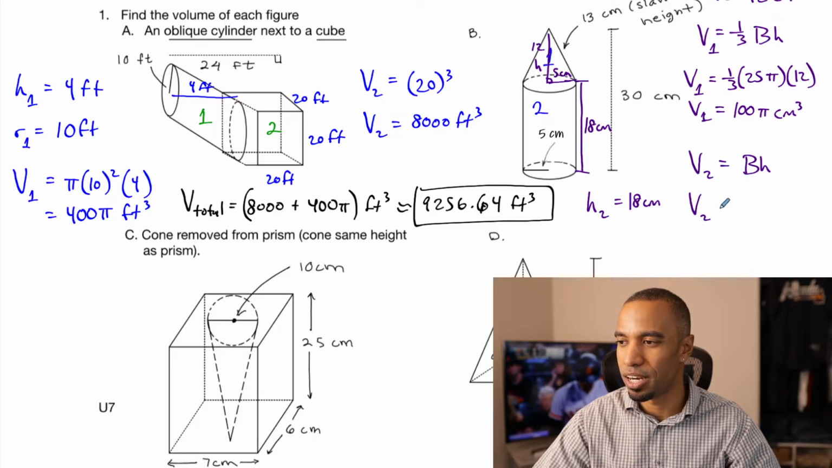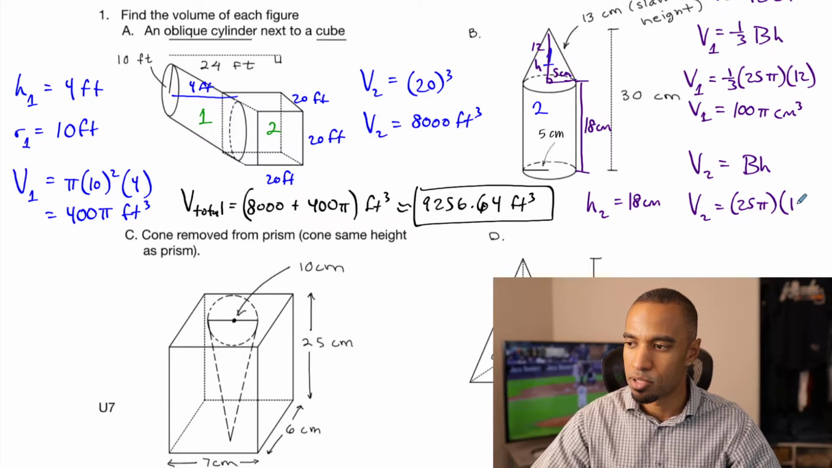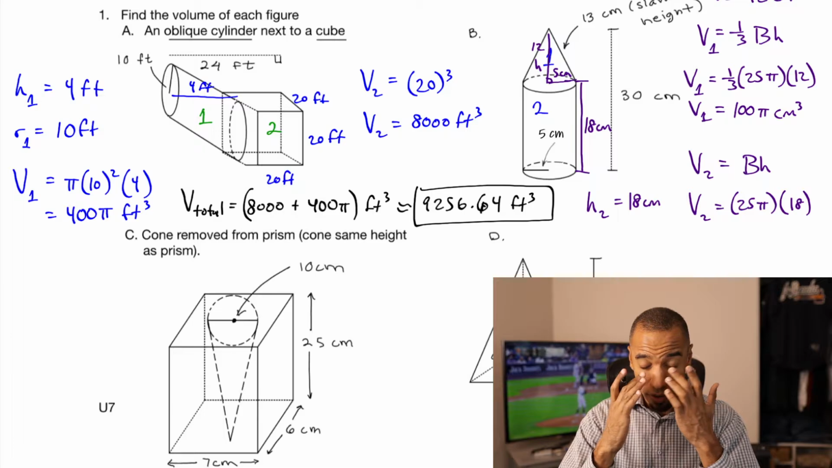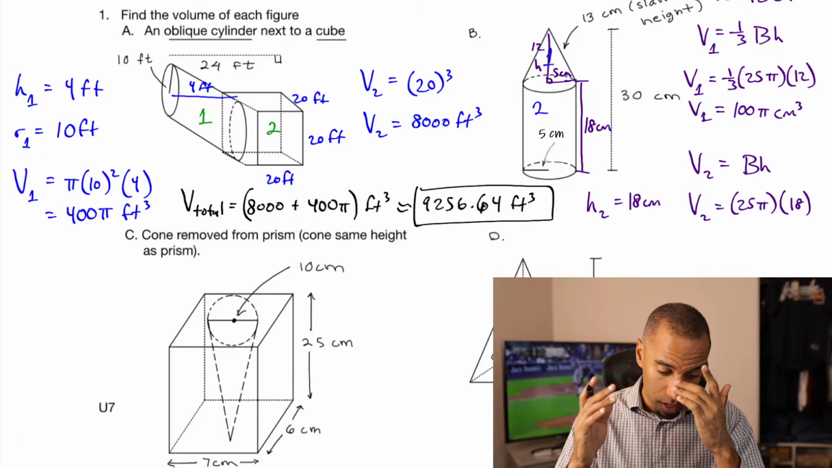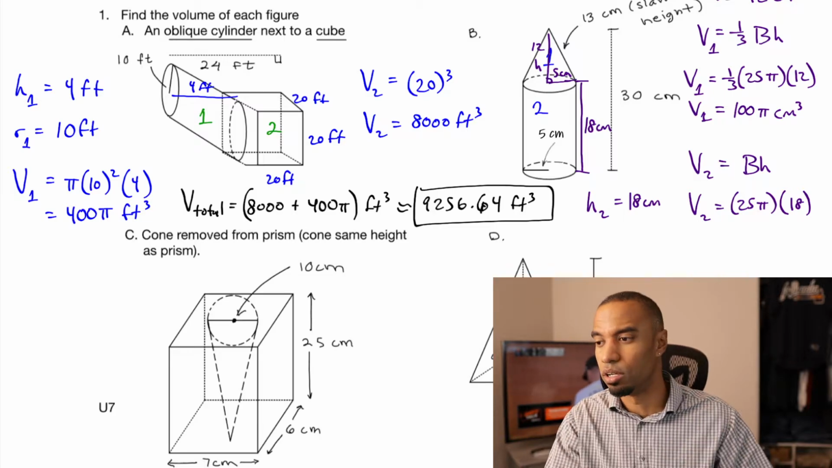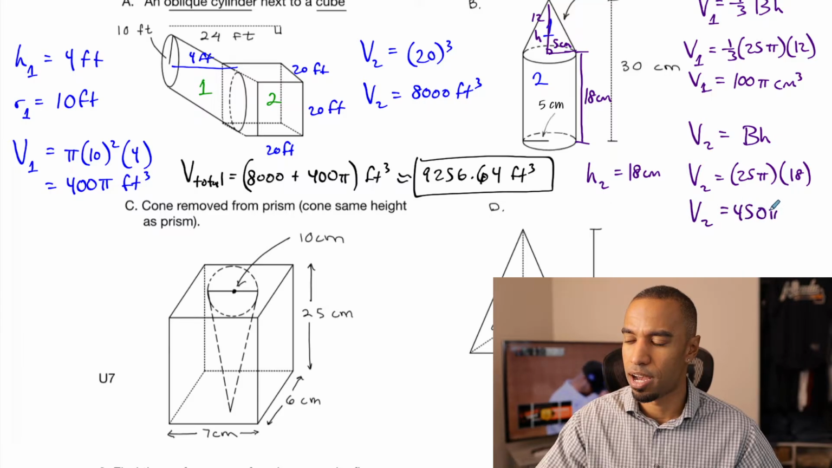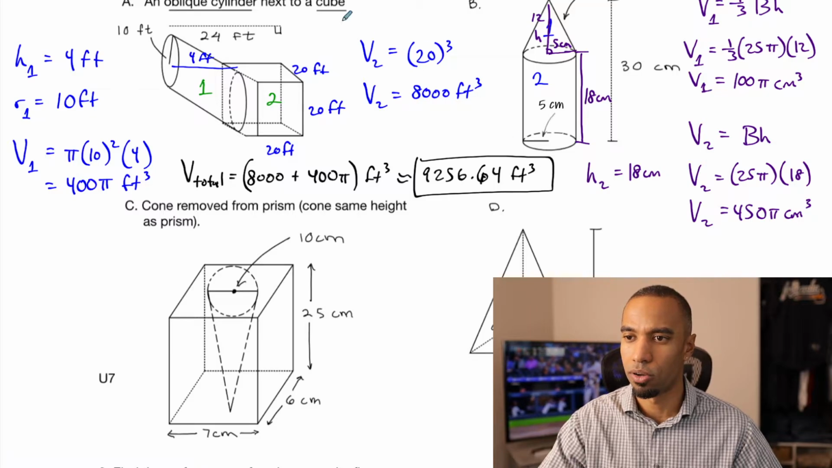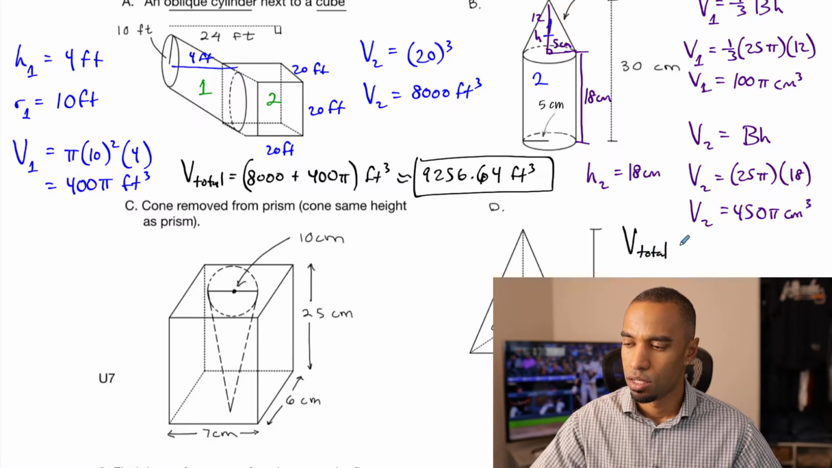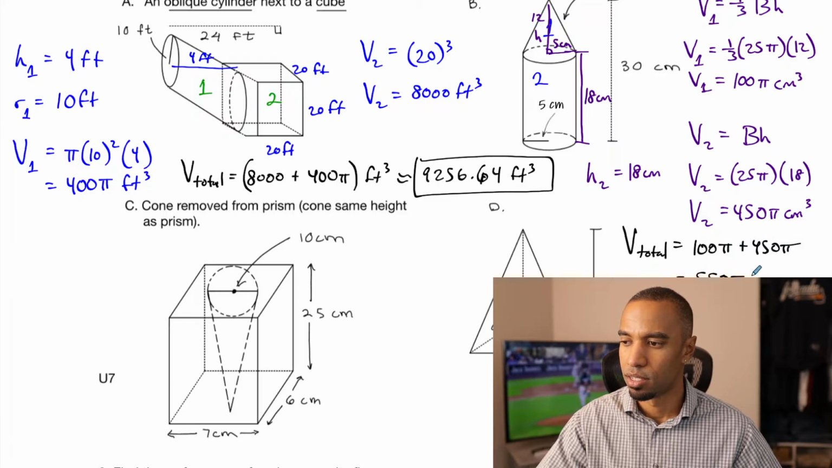So volume 2 here is area of base, 25 pi, still the same circle, right? Times a height of 18. 25 times 18, 450? I think so. 450 pi. So volume 2 is 450 pi cubic centimeters. I hope that's right. Anyway, so the volume of the total is going to be 100 pi plus 450 pi, which is 550 pi cubic centimeters.